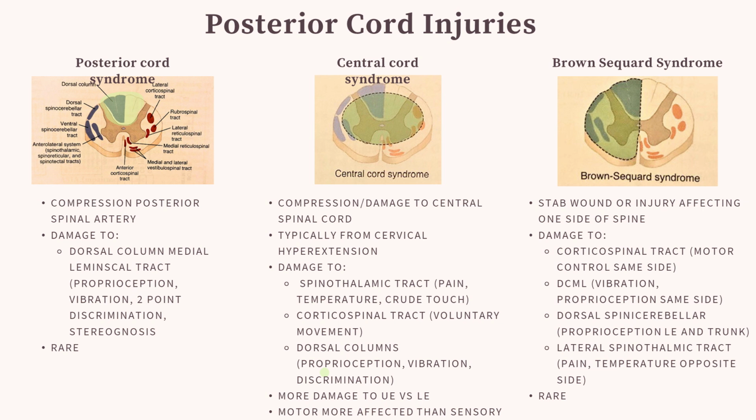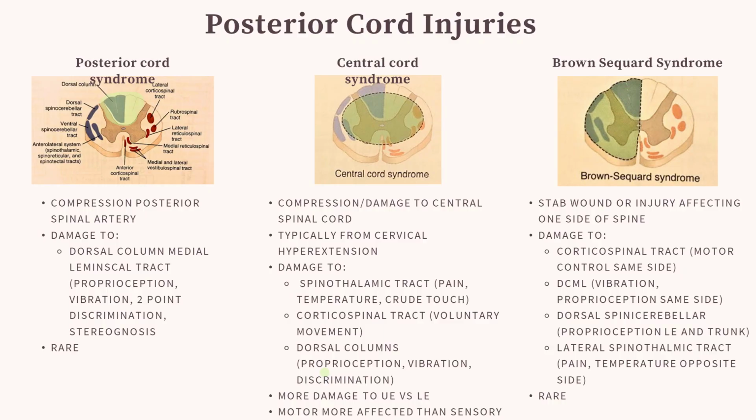So we're going to go into central cord syndrome. Central cord syndrome is caused by compression to the central spinal cord. This is typically from a cervical hyperextension where that cord gets compressed and now we have damage to the middle of the spinal cord. What is this going to affect? Again, know your anatomy. A lot of the gray matter is going to be affected with this, and then we're going to go into a little bit of the outer aspects of that gray matter, of that H.